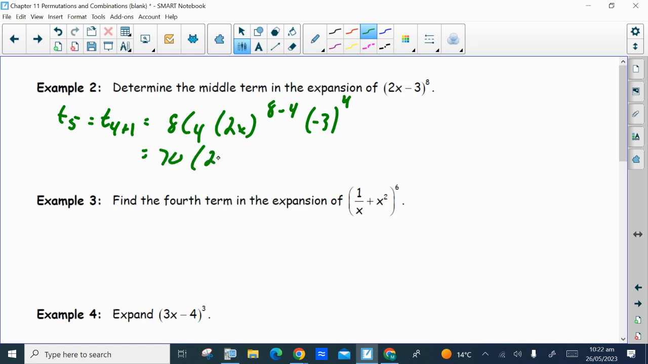You're going to have 2x all to the fourth times negative 3 to the fourth, which is positive 81. When you raise the 2 and the x to the power 4, you're going to get 16x to the fourth times 81. So in this case, our final coefficient will not be 70, right?